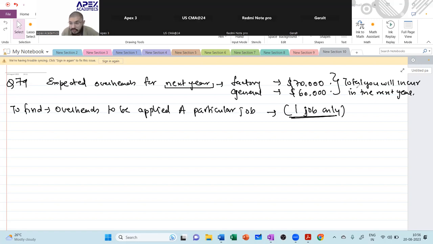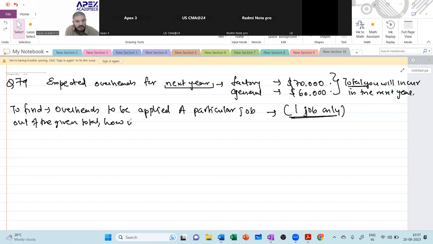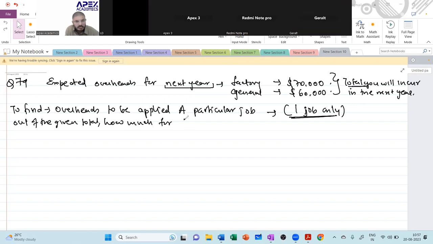This is the total for the next year. I am asking, out of this total, how much will be there for this one job? Out of the given total, how much for one particular job is what I'm asking.